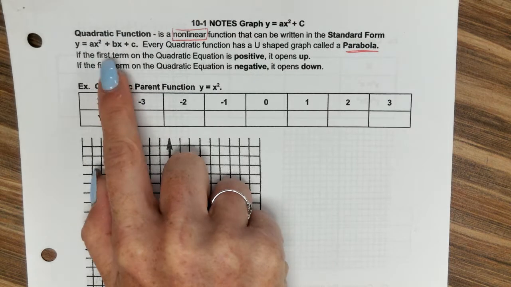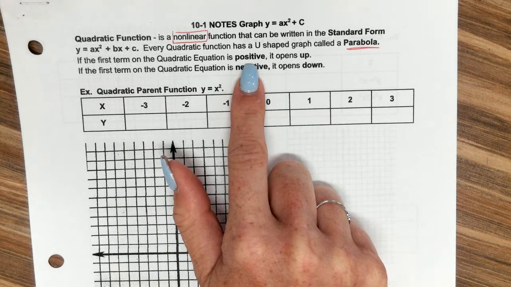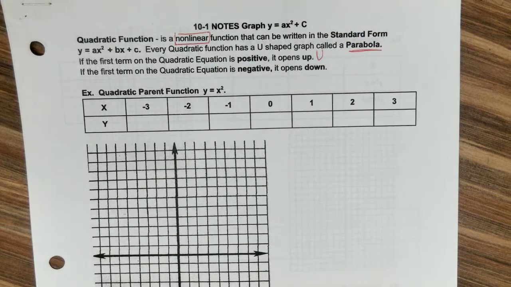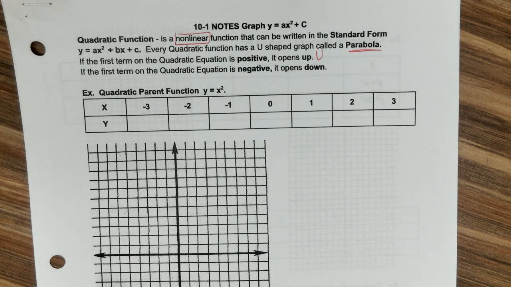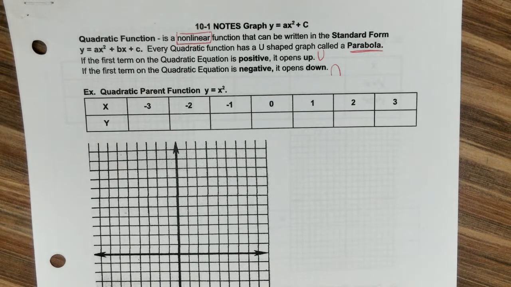If the first term of the quadratic is positive, it's going to be a happy face. It's going to open up. If the first term of the quadratic is negative, it's going to be a sad face and open down. So when you're taking your EOC and it says which graph matches this equation, you can literally look. If the first term is positive, it should be a happy face. If it's negative, it should be a sad face.